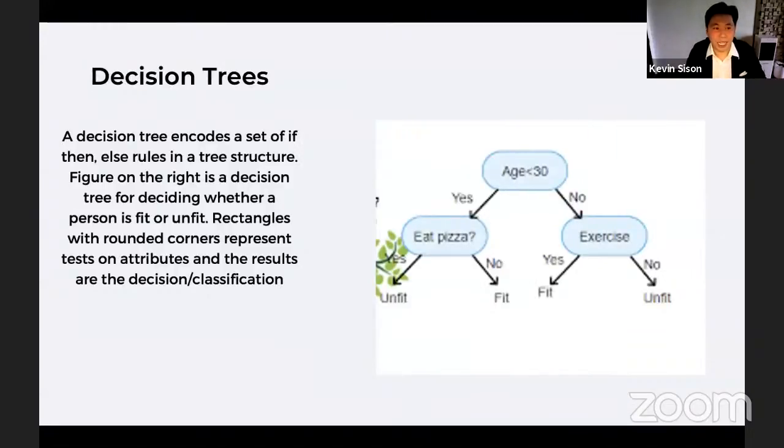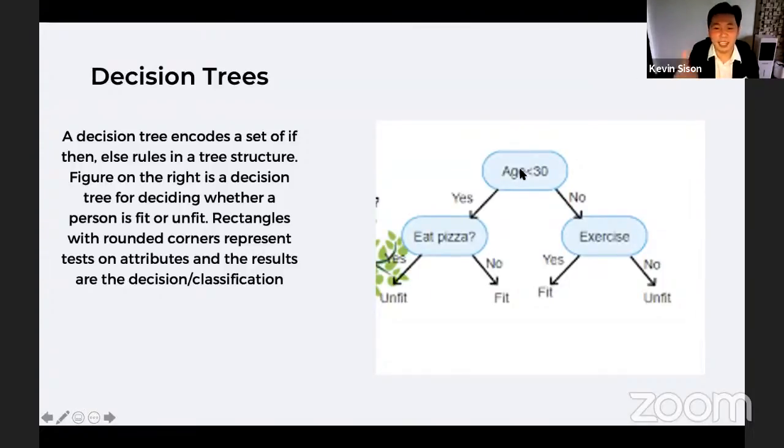All right, and this is the easiest one, decision trees. A decision tree is just a series of if-then rules. This decision tree is to determine if a given person is fit or not. So, how does it work? We start from the root.